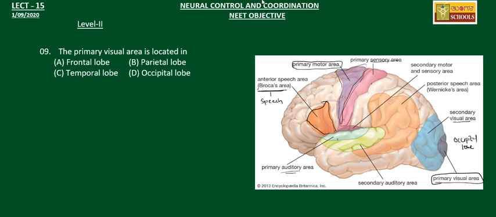We also discussed Wernicke's area, which is the posterior speech area. Comprehension of speech is concerned with Wernicke's area, right? So the primary visual area, as I told, is in the occipital lobe. So the right option is occipital lobe. Option D is right.